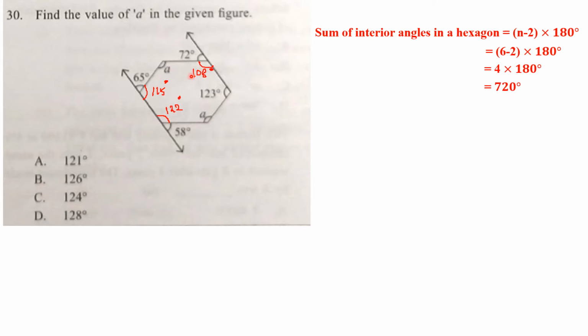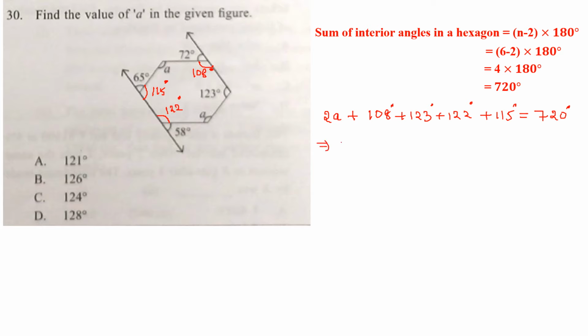So the sum of all these interior angle values is 720 degrees. Now you have to solve it. Here I can write a plus a is 2a, 2a plus 108 degrees plus 123 degrees plus 122 degrees plus 115 degrees will give you the sum as 720 degrees.